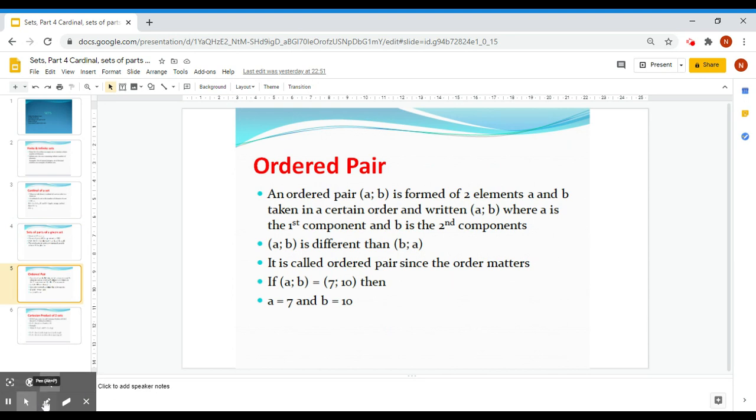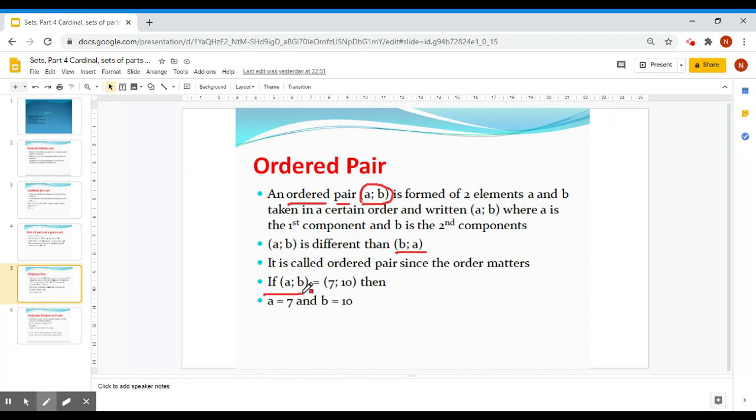Now here, we're going to talk about an ordered pair. From its name, ordered and pair, it is like the coordinates of a point. It's a pair which is written in a given order, so the order matters. So (A, B) is not the same as (B, A). Okay, so A is the first component and B is the second component.